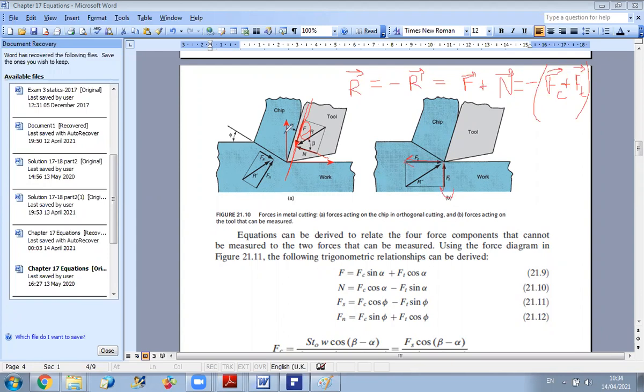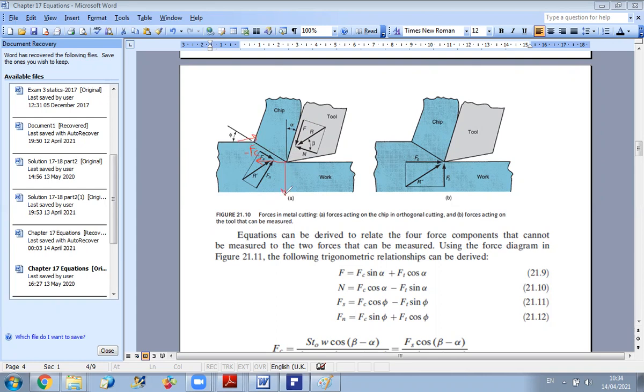So if I want to represent these forces here, this is minus Fc, because F plus N is minus Fc minus Ft. So this is Fc, and this is Ft. Let me clear again so that you see it more clearly. This is vector minus Fc, and this is vector minus Ft.